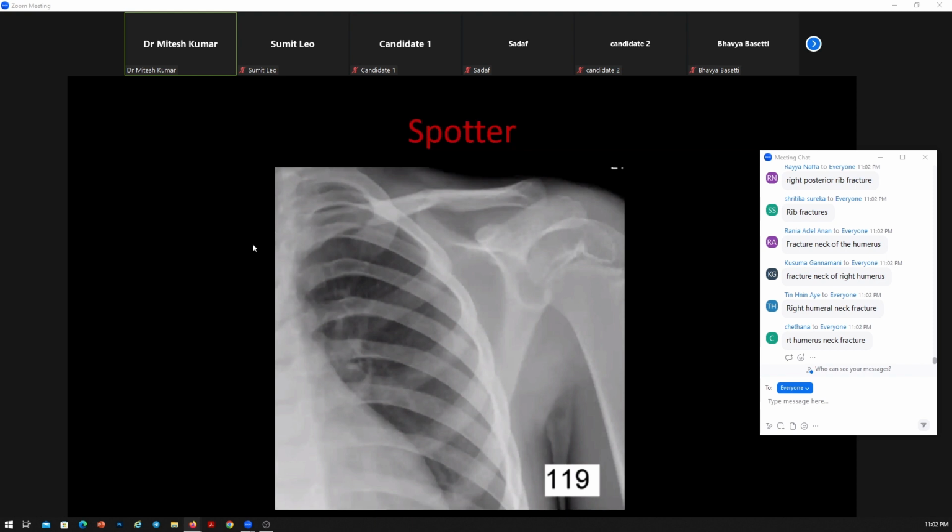No, there is no rib fracture. Someone has mentioned rib fracture. Humeral neck. Clavicle, no. Okay, fine. Yeah, this is clavicle fracture. Nothing much. Clearly, we can see a break in the cortex.